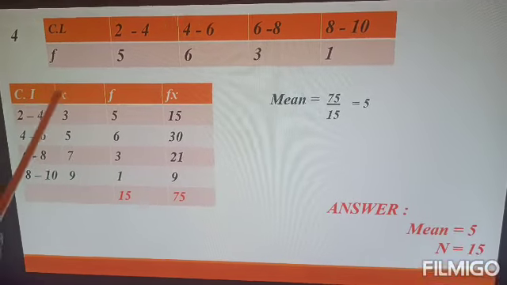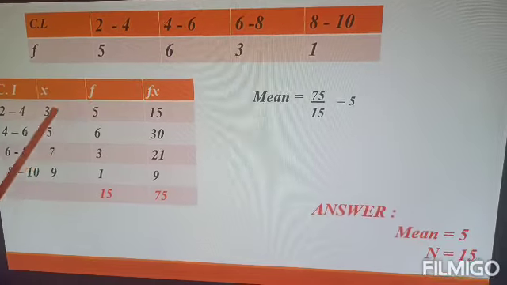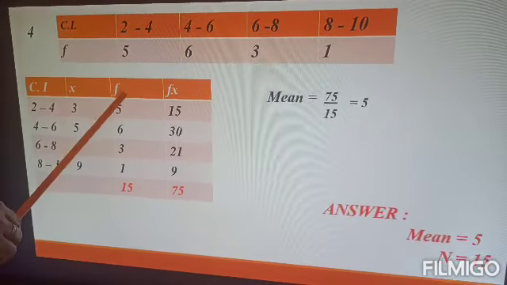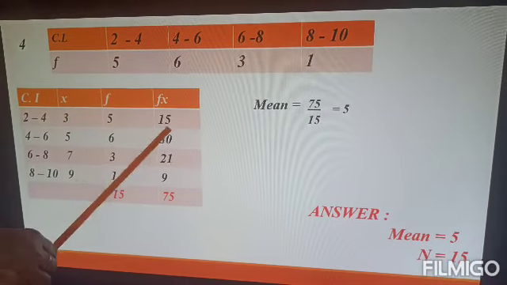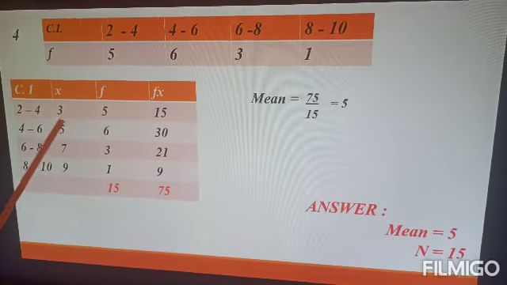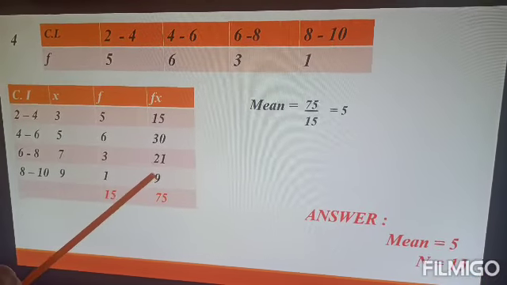Now we got the midpoint x column. Now we have to multiply these two columns, x and f. We will get the fx column. 3 into 5, 3 5s are 15. 5 into 6, 5 6s are 30. 7 into 3, 21. 9 into 1, 9.